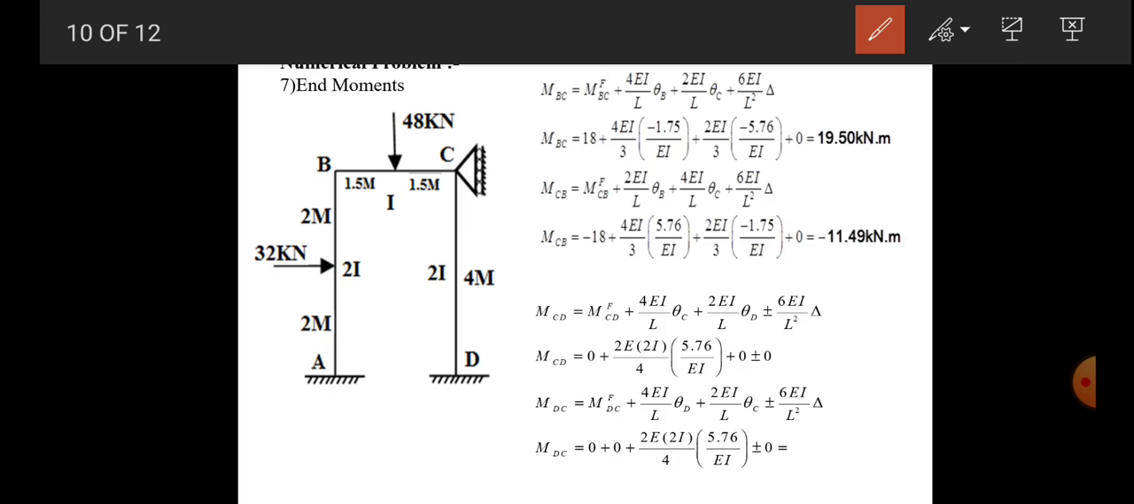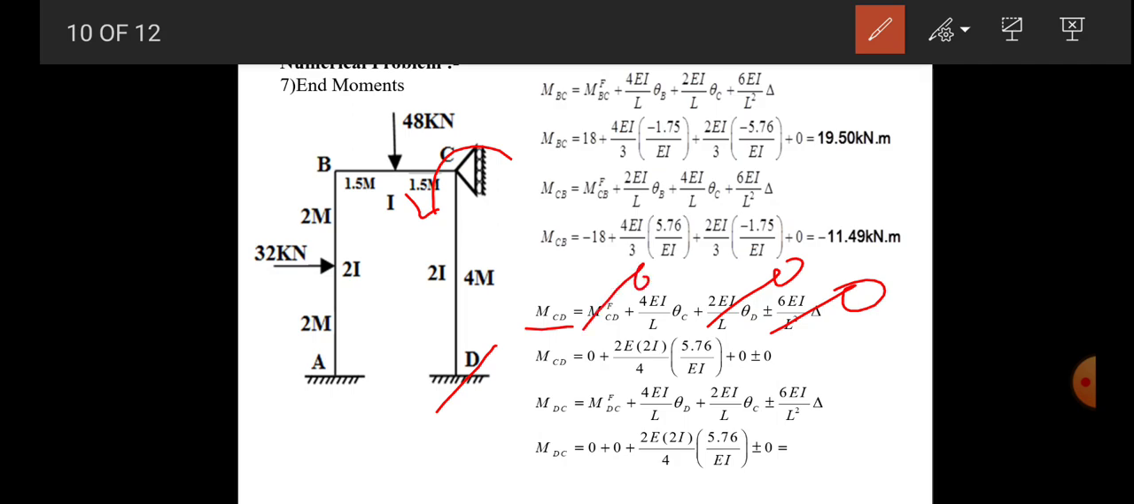For column CD, for end C, MCD is equal to MFCD plus 4 EI by L theta C plus 2 EI by L theta D plus minus 6 EI by L square into delta. Again the delta term will be 0, and here is a fixed support, so theta D will be 0. So only the theta C term will appear, and the fixed end moment is 0, no load condition.